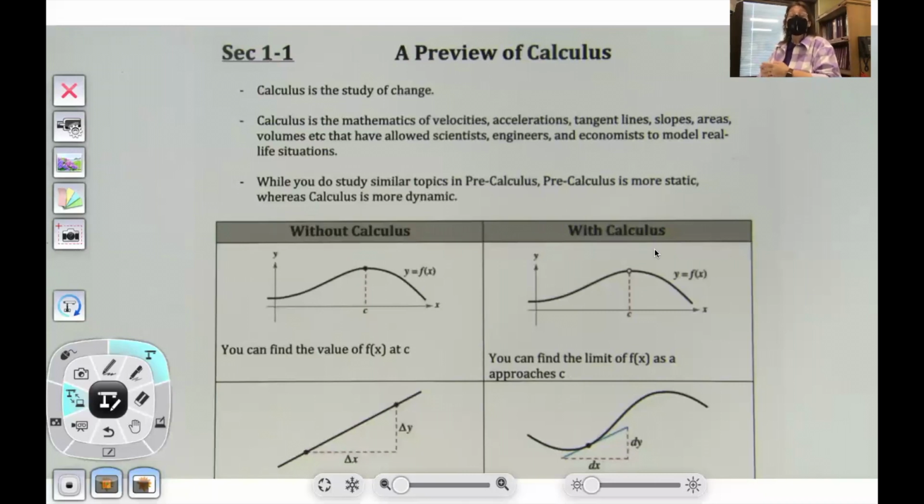There's a lot of involvement with tangent lines and slopes. We're going to look at that today. We're going to look at areas and how that's going to start to play, and then we're also going to do volumes. All of these things, your tangent lines and slopes and areas and velocity and acceleration, allow scientists and engineers and people like that to model real world situations.